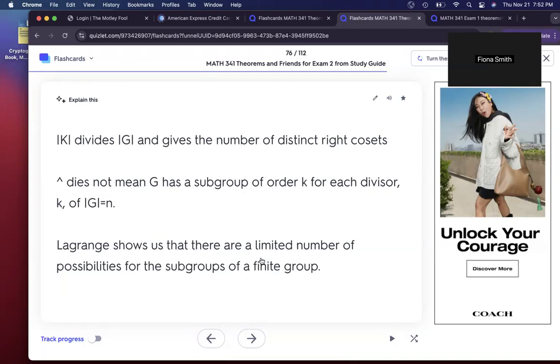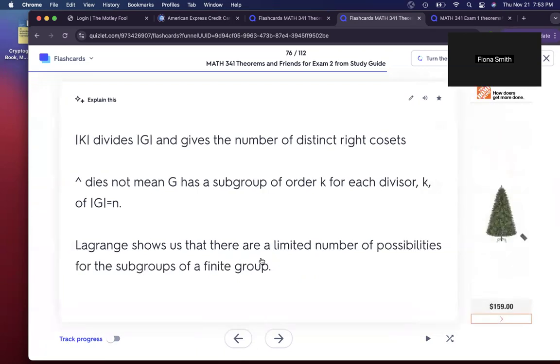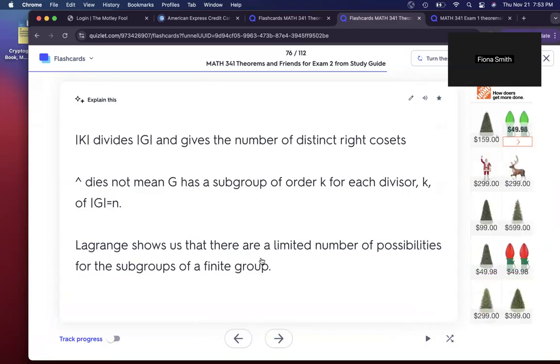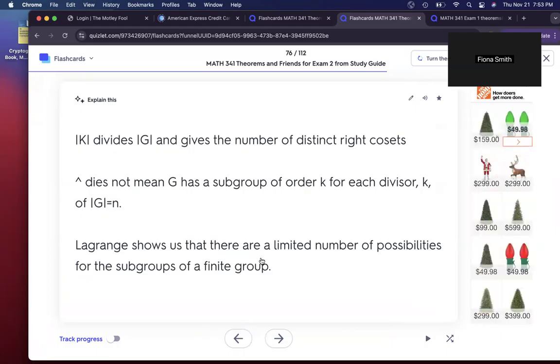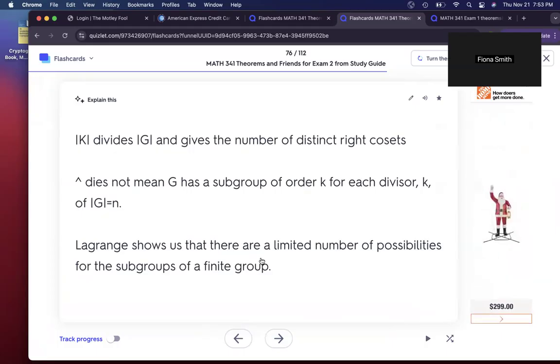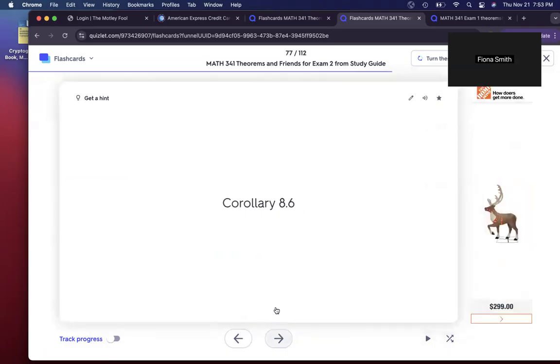And finally, something good here is Lagrange shows us that there are a limited number of possibilities for the subgroups of a finite group. So that came up in the first question of the last homework, where we were told the index is 2. So then we know that there are only a couple of possibilities for these subgroups.